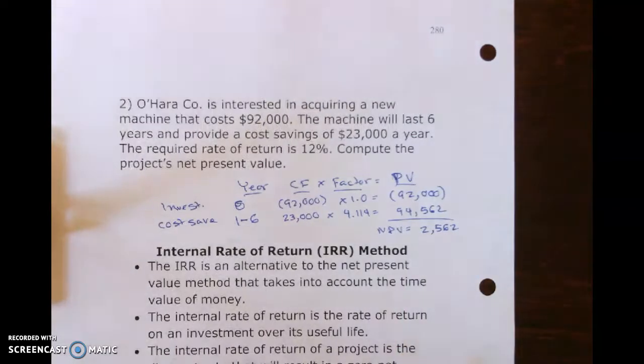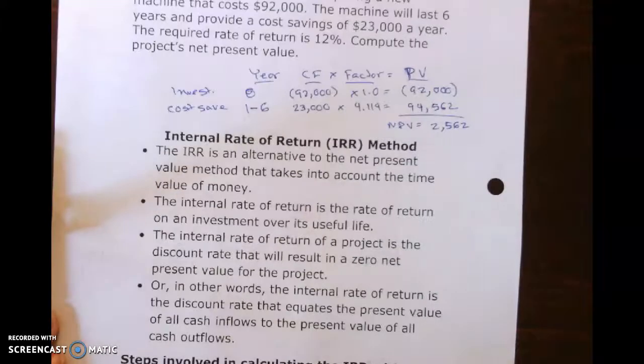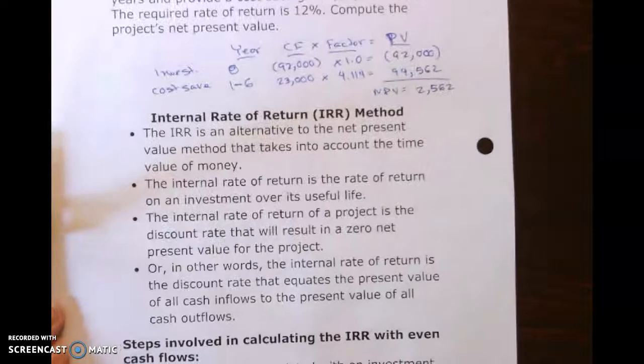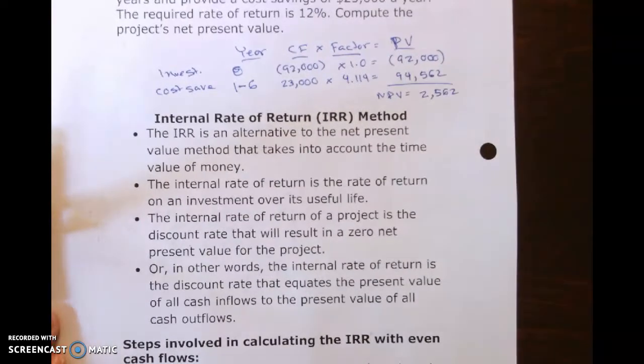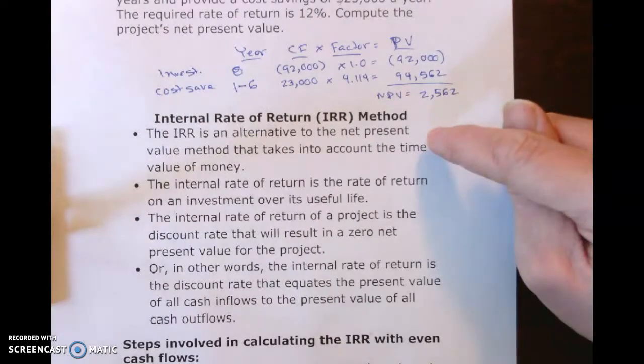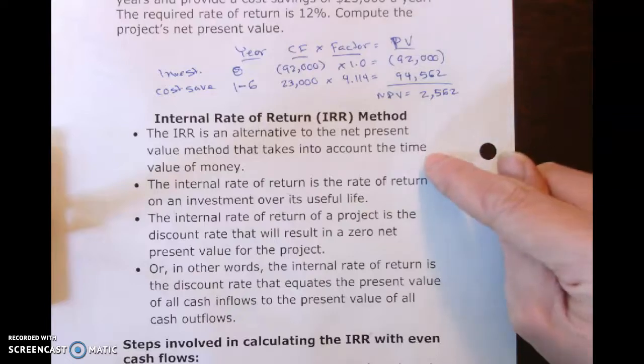Okay? So let's talk quickly about internal rate of return at a very high level, and then in the next lecture video, I'm going to talk about how to actually calculate internal rate of return. So internal rate of return is an alternative to net present value. It does take into account the time value of money.